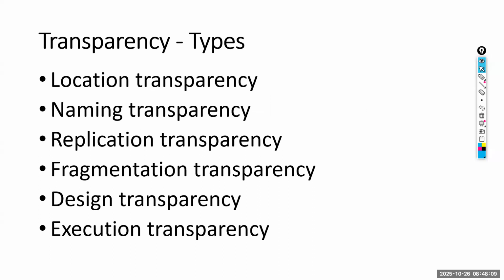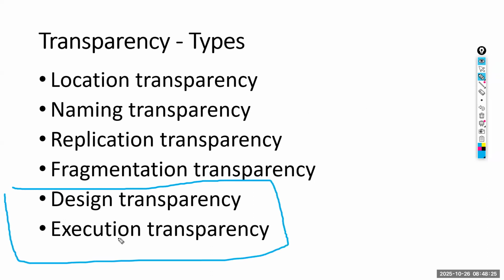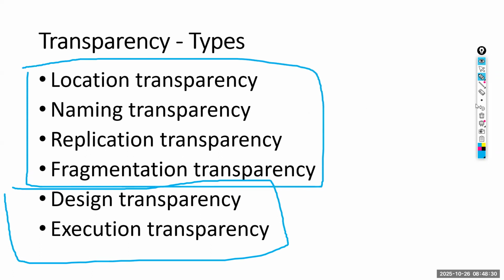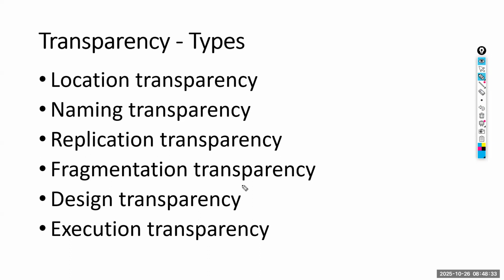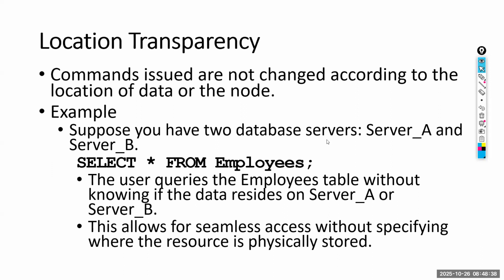There are concepts related to location transparency, naming transparency, replication transparency, and fragmentation transparency. In a different classification, we have design transparency and execution transparency. This is one sort of classification, and this is another way of looking at it, whether design level or implementation level. So what is meant by location transparency? Remember, you have multiple sites: site 1, site 2, site 3.